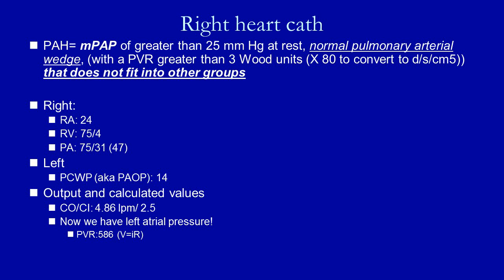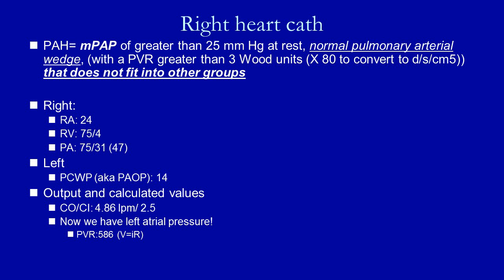The implication of that final phrase is that PAH is a diagnosis of exclusion. Right heart catheterization really is the last step in making a diagnosis. If you've become convinced that the person has bad mitral stenosis or they have severe COPD, you don't have to end up doing the right heart catheterization.